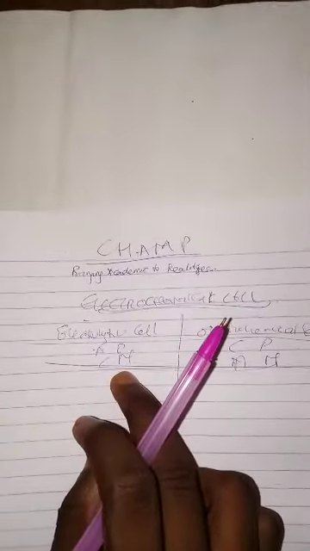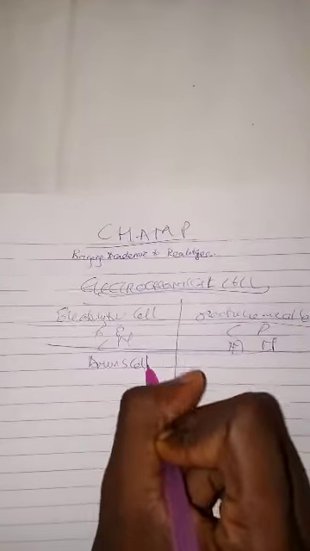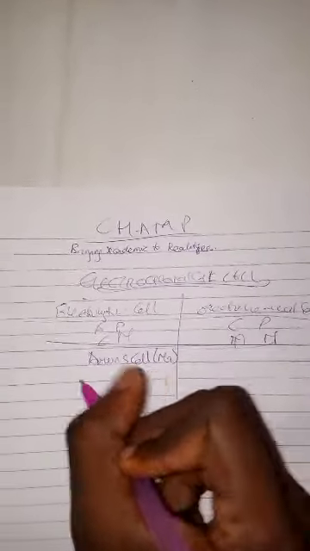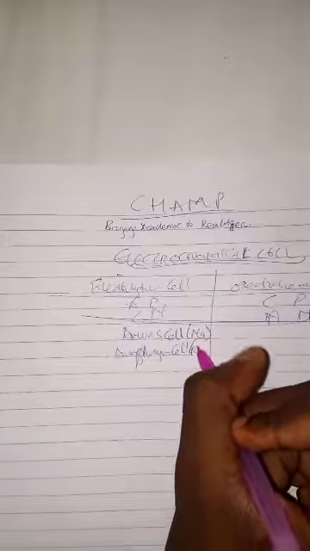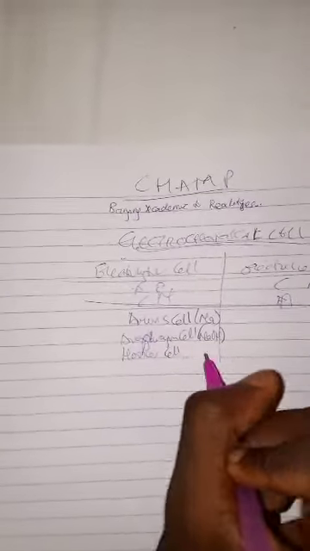The examples of electrolytic cells: we have the Downs cell, which is used in the extraction of sodium. We have the diaphragm cell, which is used in the production of sodium hydroxide. We have the Hooker cell, which is used in the production of sodium chloride. We have the Hall process or Hall cell, used in the extraction of aluminium. Let me give the examples of electrochemical cells.